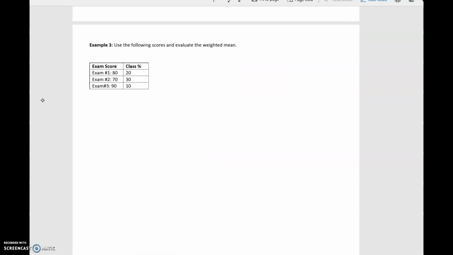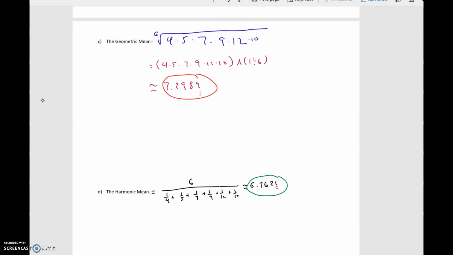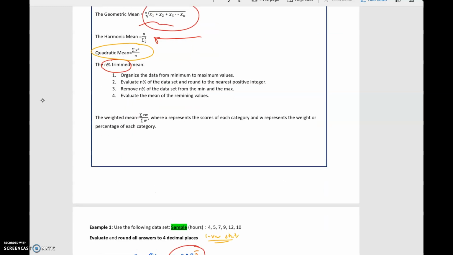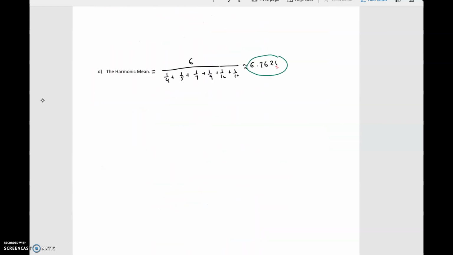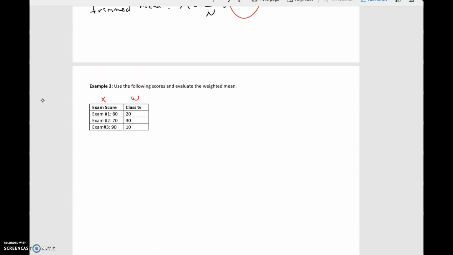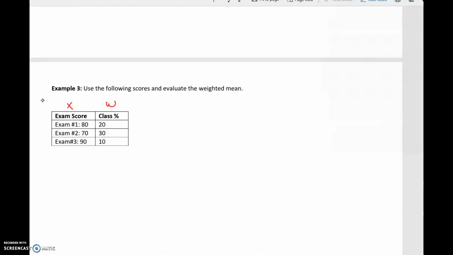Let's take a look at another measure of the center, and this is your weighted mean. What you're going to have on these is categories. The percentages are going to be your weights, and the scores are going to be your x's. So let me go back to the formula. This mean is evaluated when you have categories that are not weighted the same. In this case, it's understood that this is a sample because it's just some exam scores, unless you're told it's a population.